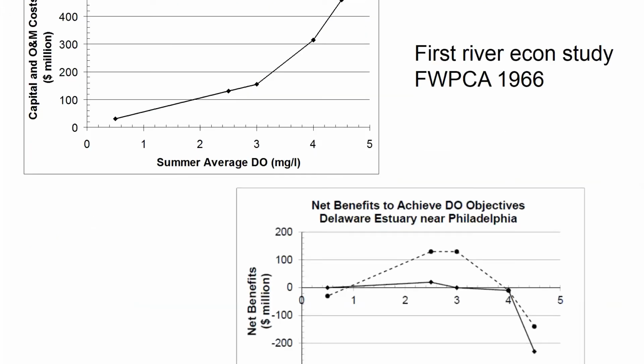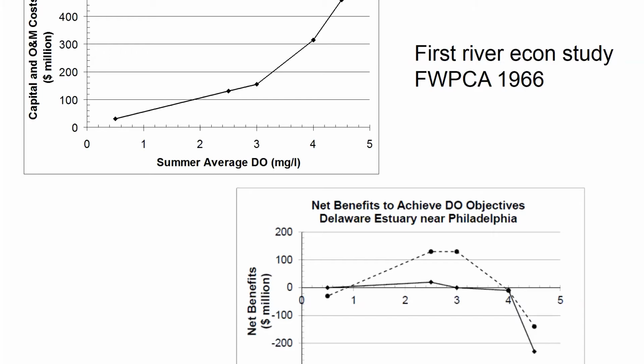So when the economists at Harvard up in Cambridge got together with the engineers back in the 60s, imagine that, the economists working with the engineers, they did the first economic study nationwide, actually, focusing on the Delaware. And they estimated, back then, this was 1966, that if the DO improved, you would have to spend $200, $300 million: 150 to get to 3 from 0, 300 million to get to 4.